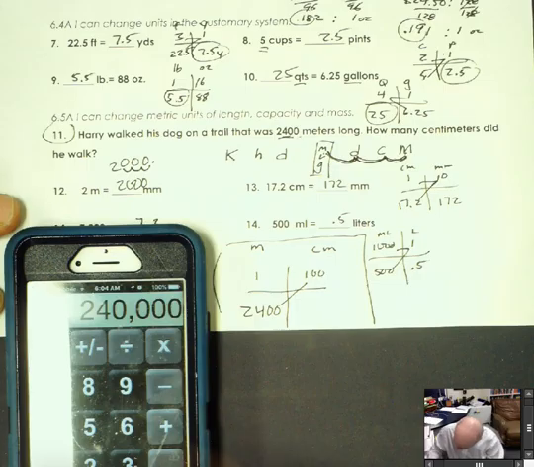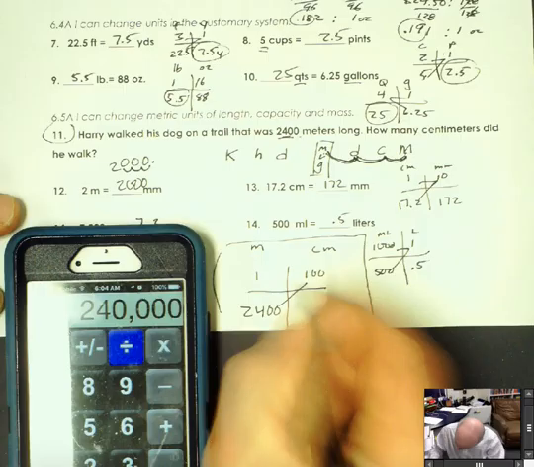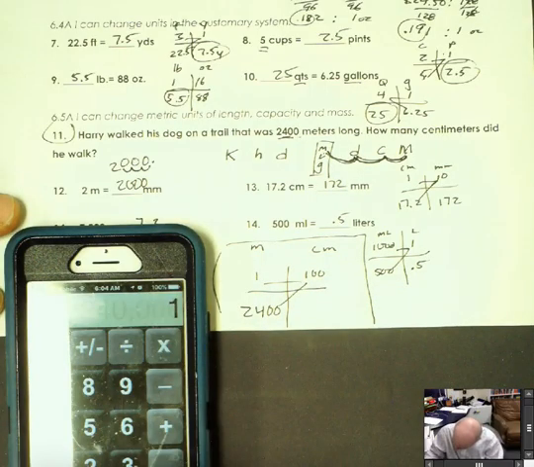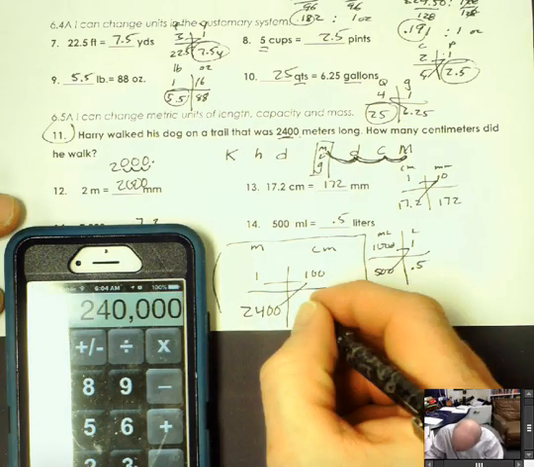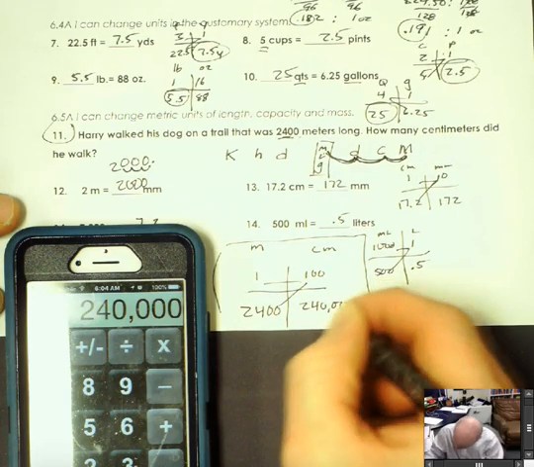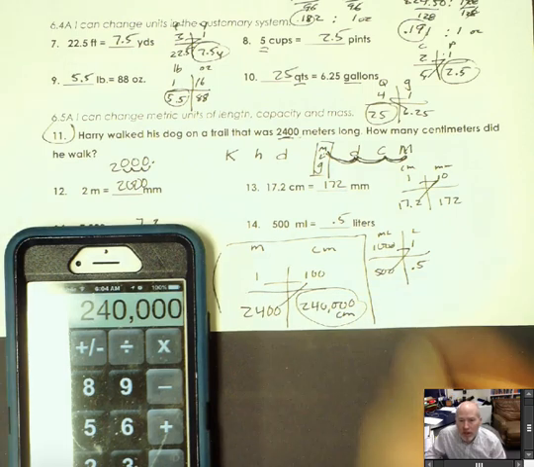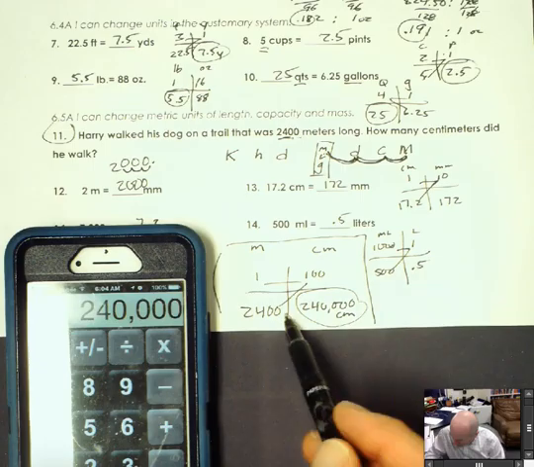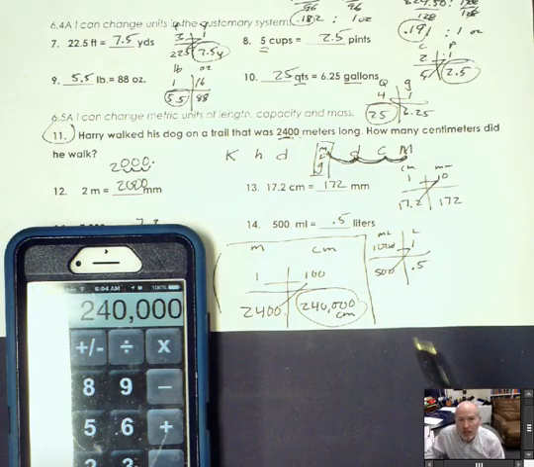And then, of course, we're going to divide that by 1, which is really just the same answer, as you know. 240,000 centimeters is what he walked. And it makes sense because for every meter, there's 100 centimeters. So you're really just tacking 2 zeros on the end of that when you multiply by 100.